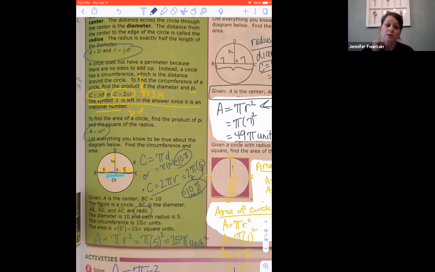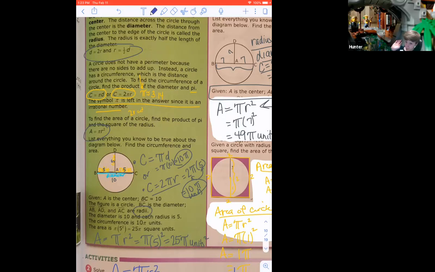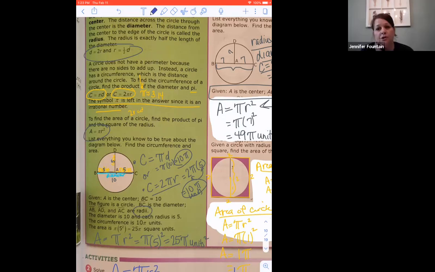The other thing that I am going to do for my circles is, would y'all rather leave your symbol as pi, or do y'all want to multiply by 3.14? I'll give you the option. Okay, so on the directions, I'll alter it to where you can either leave your answer as pi or you can multiply it by 3.14. It's up to you. Okay.